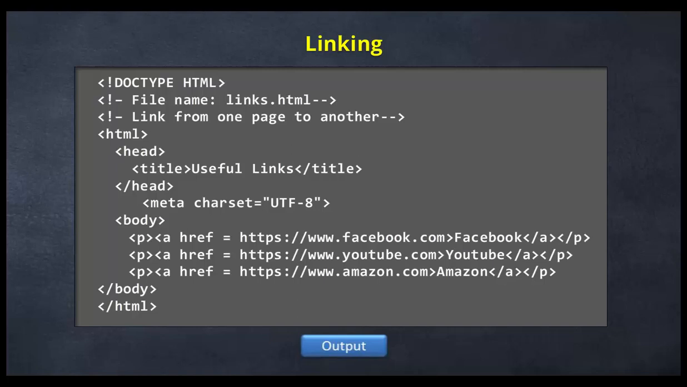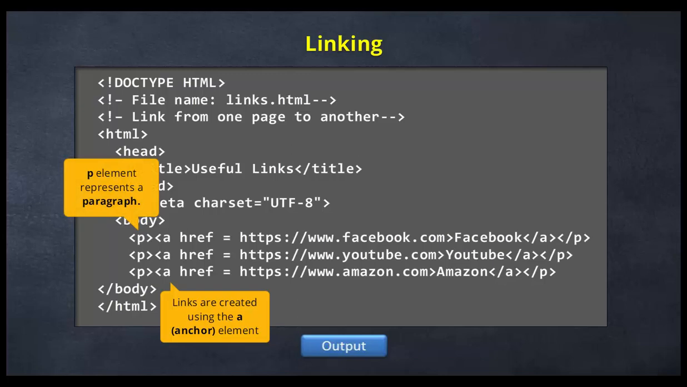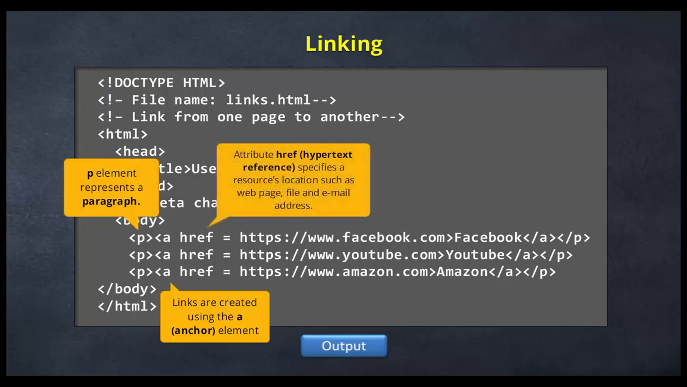A link is a text or an image that the user can click on and jump to another document. Links are created using the A or anchor element, and the P element represents a paragraph. The attribute href, or hypertext reference, specifies a resource's location such as a web page, file, and email address. When the URL does not indicate a specific web page, the web server returns a default web page or index.html.